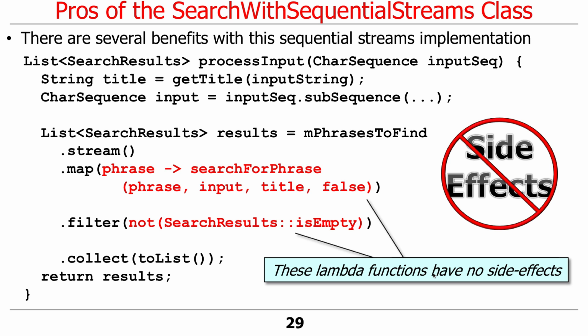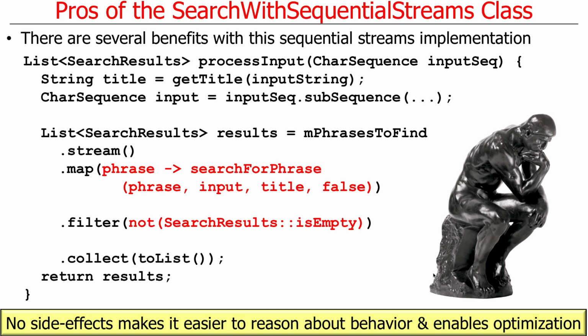Another thing that's nice about the way that you use streams, if you do them correctly, of course, is that you write lambda expressions or method references that have no side effects. So if you take a look here, everything is self-contained. SearchForPhrase takes these parameters, and it returns a search result object. This particular filter method reference just gets rid of stuff that's empty, right? And these things have no side effects other than to return a value.